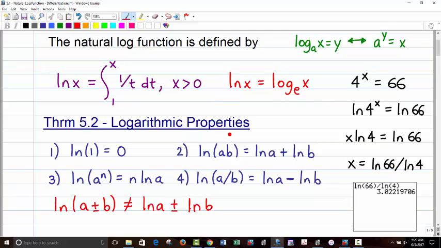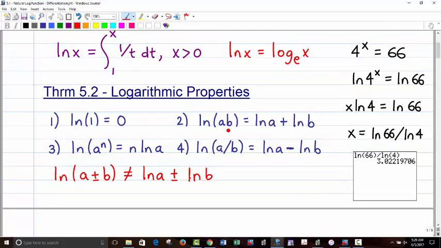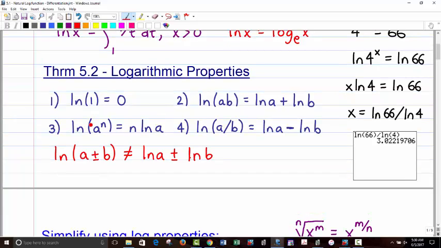Now, here's some basic log properties that I think are good to know. Well, I don't think you have to know the first one. Natural log of 1 is 0, but these are important. The natural log of a times b, and that would expand as many things in here that were multiplied. In this case, it's just two things multiplied, so it'd be ln of a plus ln of b. And then this property says apply natural log a to the n. It brings the n down, sort of like the example I showed over here. And then the log of a division is, in this case, natural log of a minus natural log of b. You subtract.